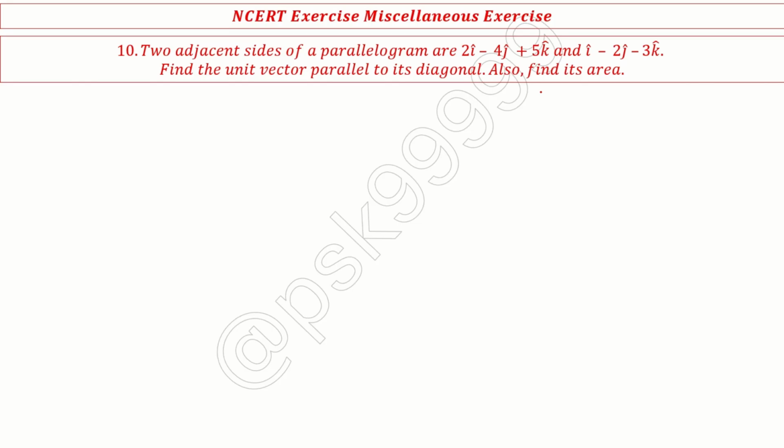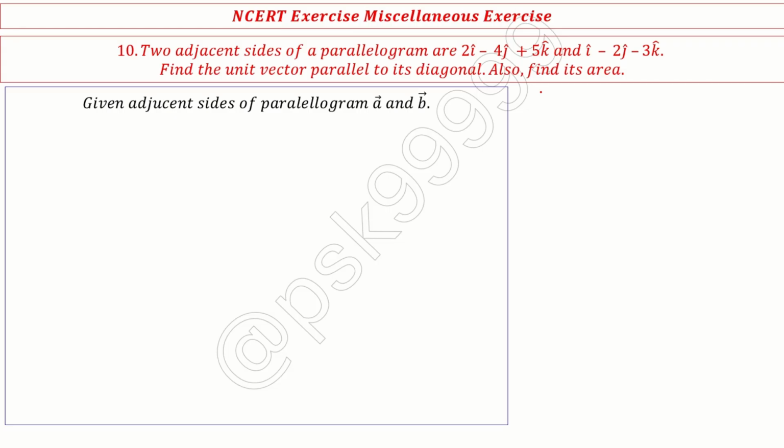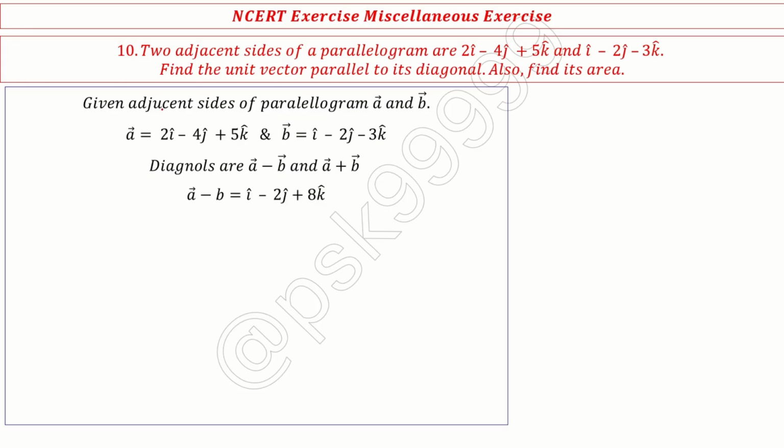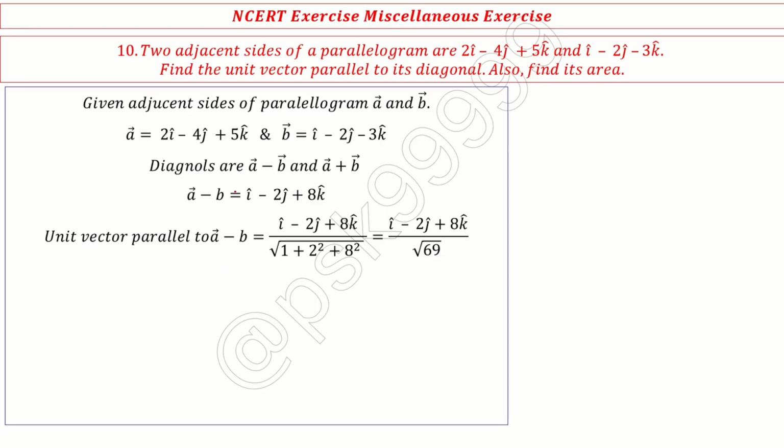From the adjacent sides. Given the adjacent sides of a parallelogram, A bar and B bar, the diagonals are A minus B and A plus B. The one between A and B is A plus B, correct? That's a diagonal. Sorry, A minus B is the other diagonal.